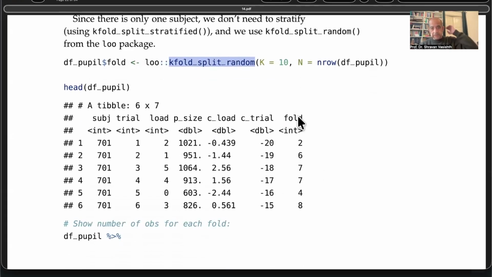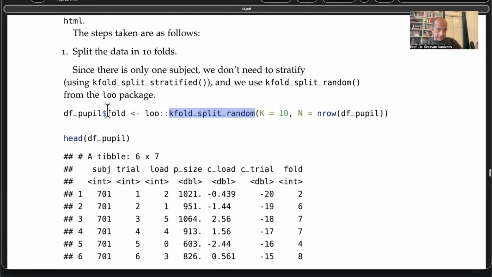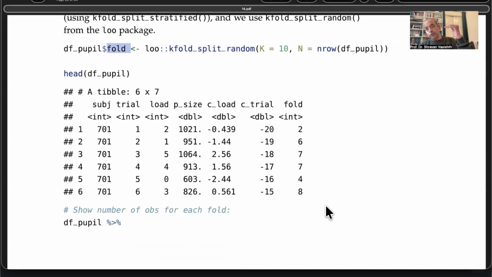So what you see now is a new column here. This function takes as input the data frame, the number of rows in the data frame, and the k value, and it returns a vector called fold, which we are going to add to the data frame. So this vector now identifies which fold we are talking about. These numbers will range from 1 to 10.